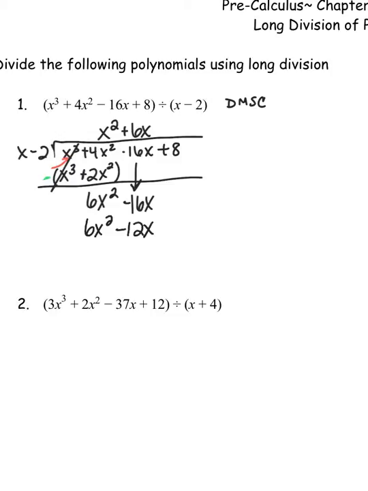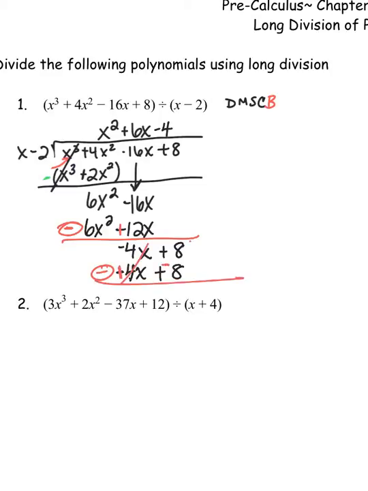So we multiplied, we subtract, and change our signs. I forgot to write bring down, but then we've changed our signs, so we get negative 4x plus 8, and then we're going to repeat it one more time. x goes into negative 4x negative 4 times, multiply, minus 4x plus 8, subtract, change our signs, both of those cancel, and we're done. So the answer to this is x squared plus 6x minus 4.